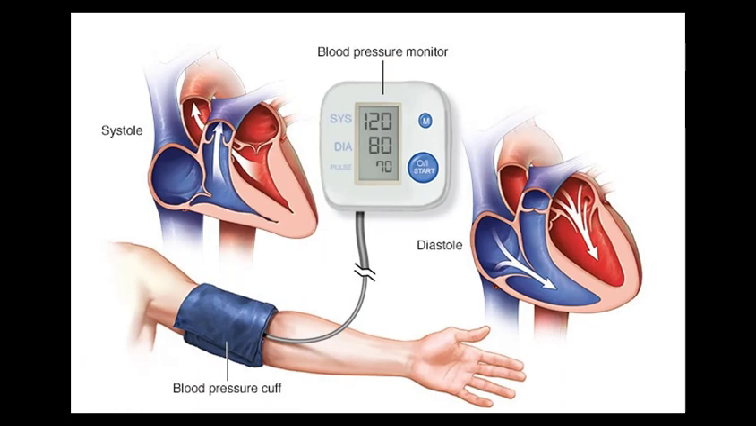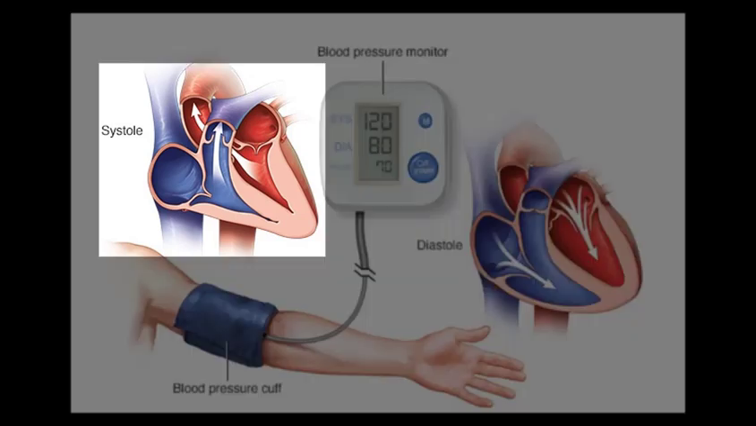Let's take a closer look at blood pressure. Pressure is defined as a force per unit area. Blood pressure is the force exerted on the vessel walls. This pressure is highest in the aorta and lowest in the vena cava. When the left ventricle is contracting, blood is forced into the aorta.